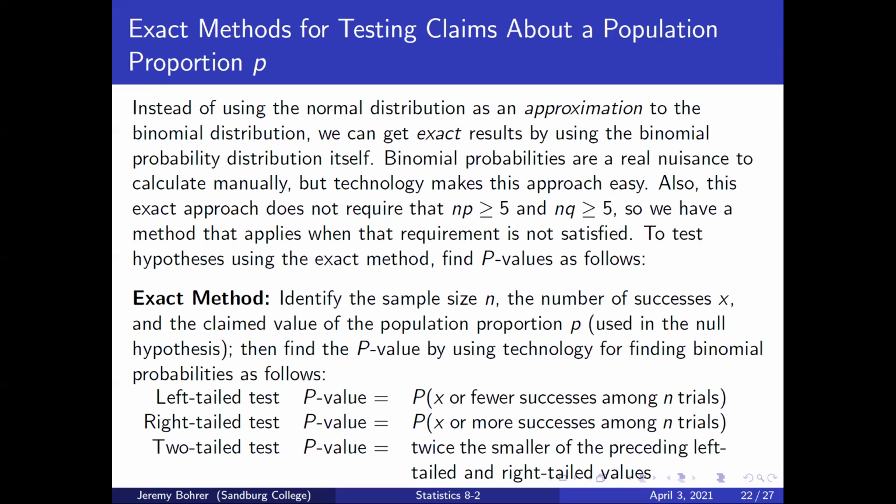To test hypotheses using the exact method, find p-values as follows. Identify the sample size n, the number of successes x, and the claimed value of the population proportion p used in the null hypothesis. Then find the p-value by using technology for finding binomial probabilities as follows. In a left-tailed test, the p-value is equal to the probability of x or fewer successes among n trials. In a right-tailed test, the p-value is equal to the probability of x or more successes among n trials. In a two-tailed test, the p-value is equal to twice the smaller of the preceding left-tailed and right-tailed values.